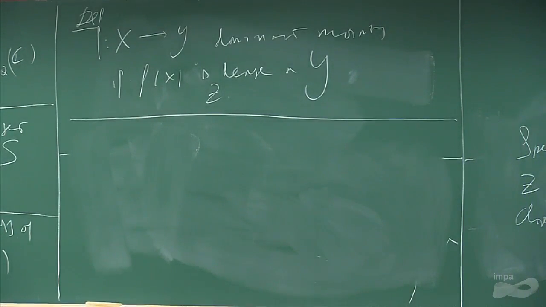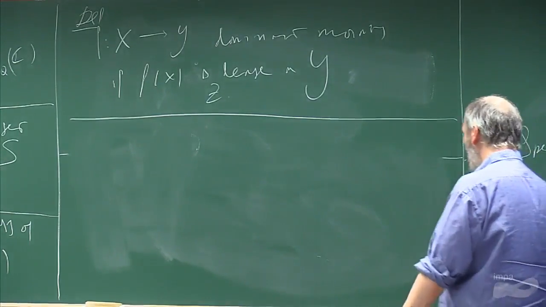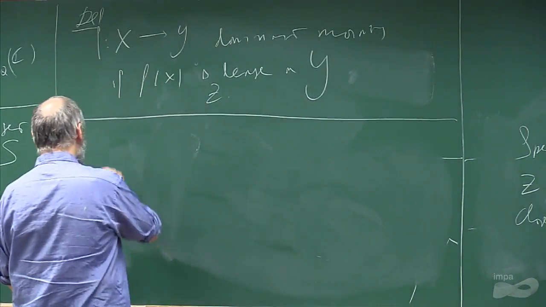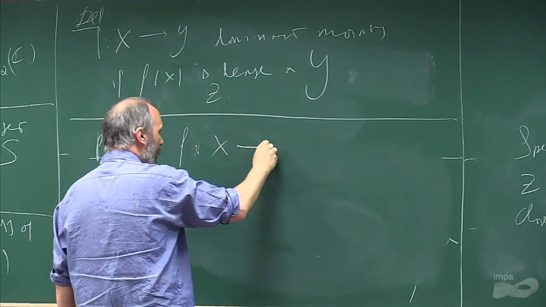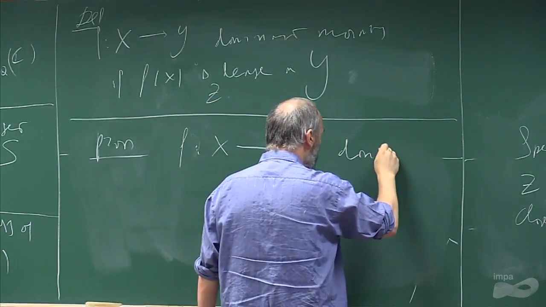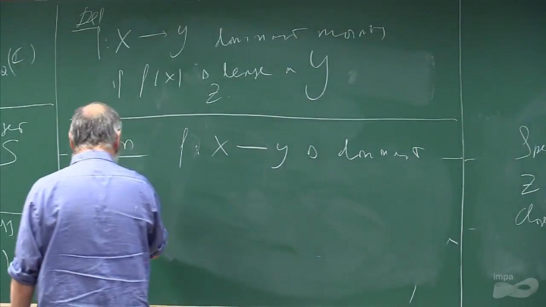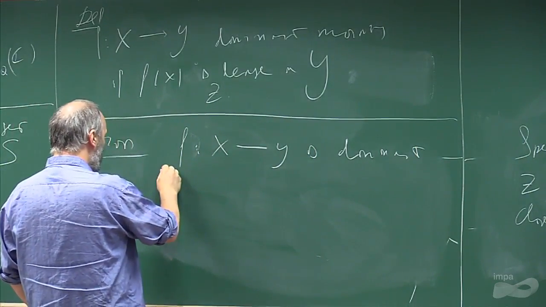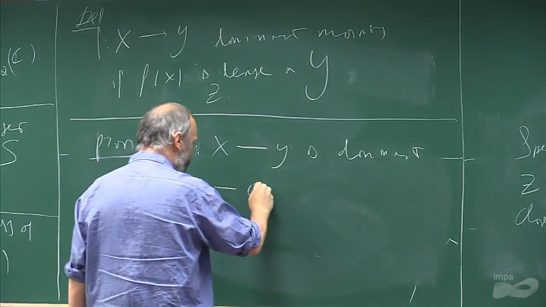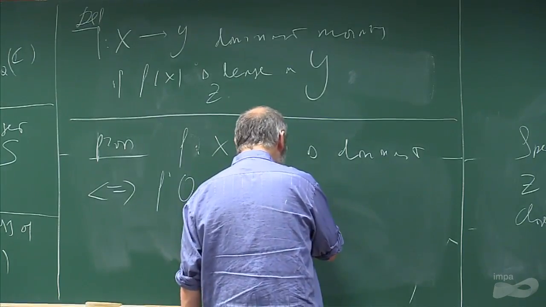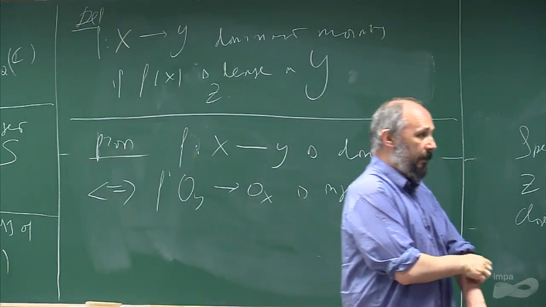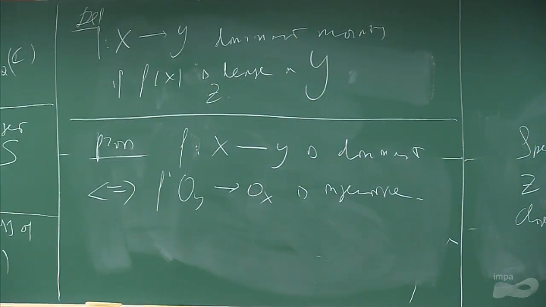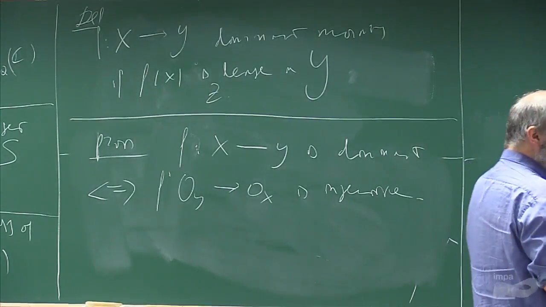Now what I wanted to tell you is that a morphism is dominant if and only if the corresponding homomorphism of rings is injective. So, proposition: f from X to Y is dominant if and only if f star from OY to OX, the corresponding homomorphism of rings of regular functions, is injective. It's almost by definition. If it's not injective, then it vanishes on some function.